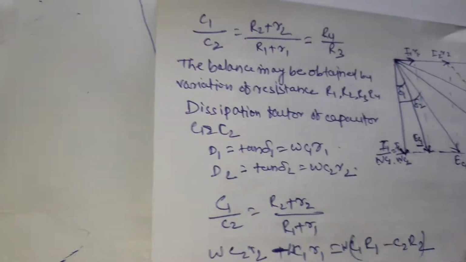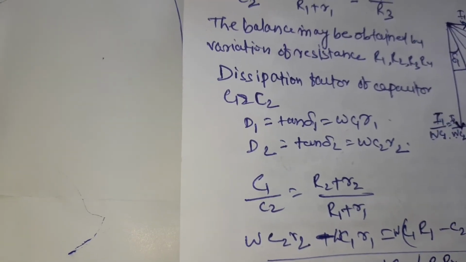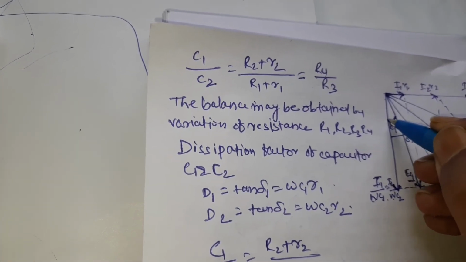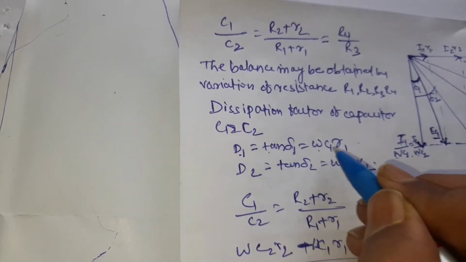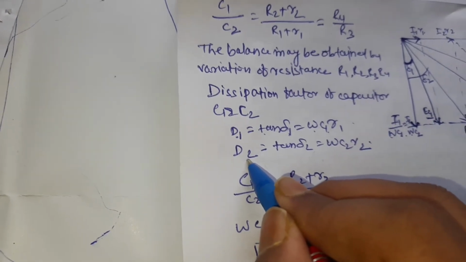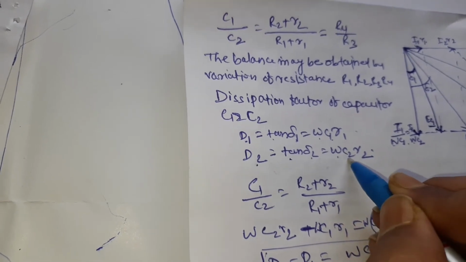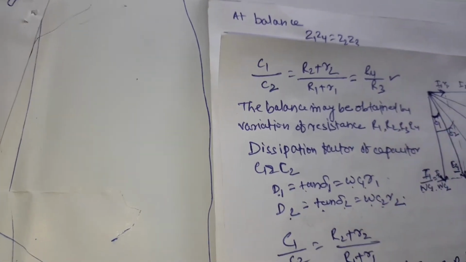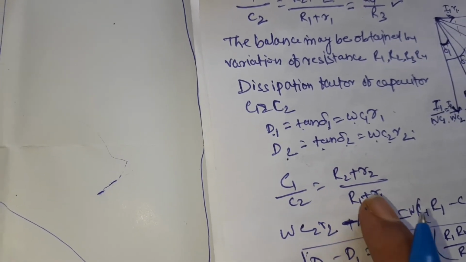Next, we have to go through the dissipation factor of the capacitor. The dissipation factor D1 of capacitor C1 is equal to tan delta 1, where delta 1 is called the dissipation factor angle. It is equal to omega C1 into R1, and the dissipation factor for capacitor C2 is tan delta 2, equal to omega C2 into R2. From the balance equation, C1 by C2 is equal to R2 plus small r2 by capital R1 plus small r1.